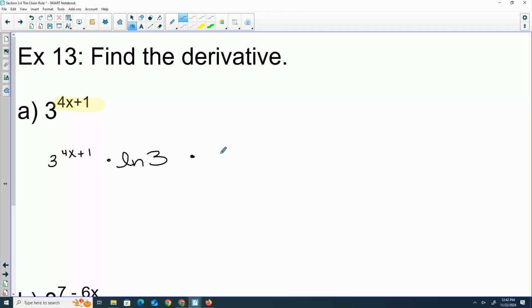What's the derivative of 4x plus 1? 4. Can I multiply the 4 and my 3? No, they're not like terms. I mean, you could write 4 natural log of 3, that's just some number, times 3 to the 4x plus 1, if you chose to. But these are equivalent. You can't do anything here. It's crazy. I thought I was missing stuff.